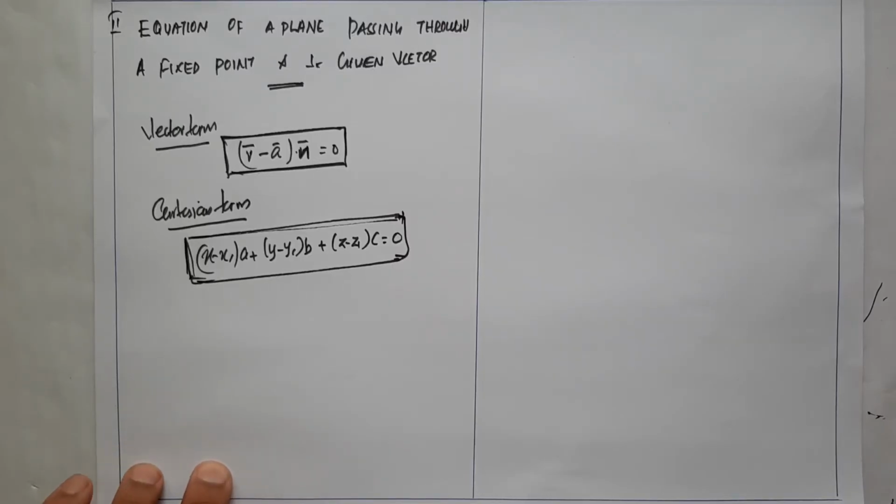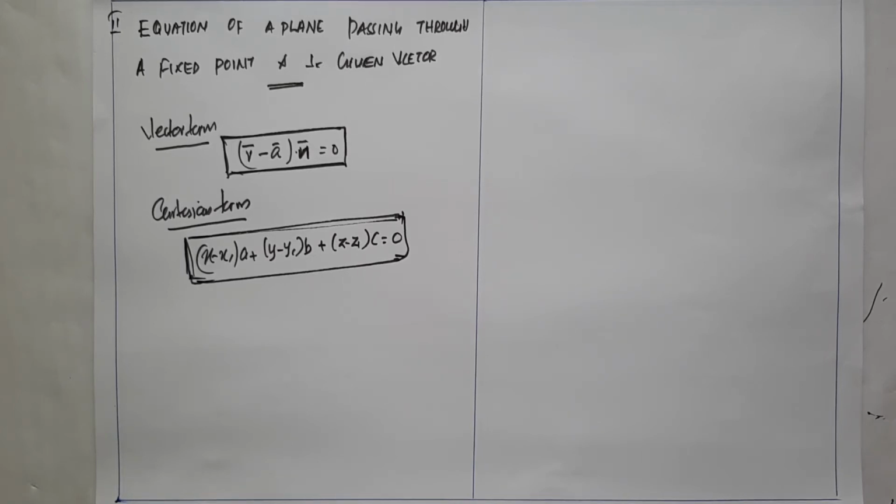Okay. Our next section is equation of a plane passing through a fixed point and perpendicular to a given vector. Our next equation is equation of plane passing through a given fixed point and perpendicular to a given vector.